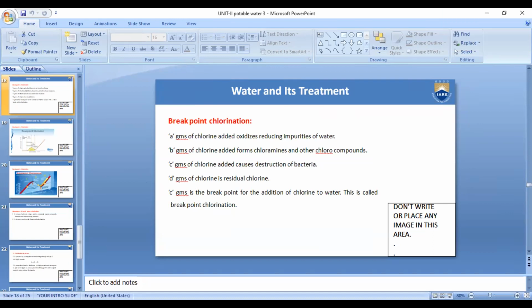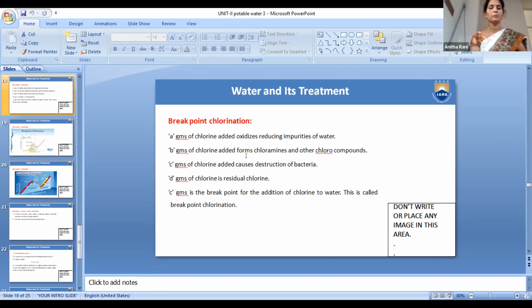Residual chlorine is formed. It is called residual chlorine. What happens if you are taking like that? Bad taste, bad odor. You will get bad taste, bad odor. Excess of chlorine. We should not use excess chlorine in water. Yes or no? Yes, ma'am. We should not use excess chlorine in water.